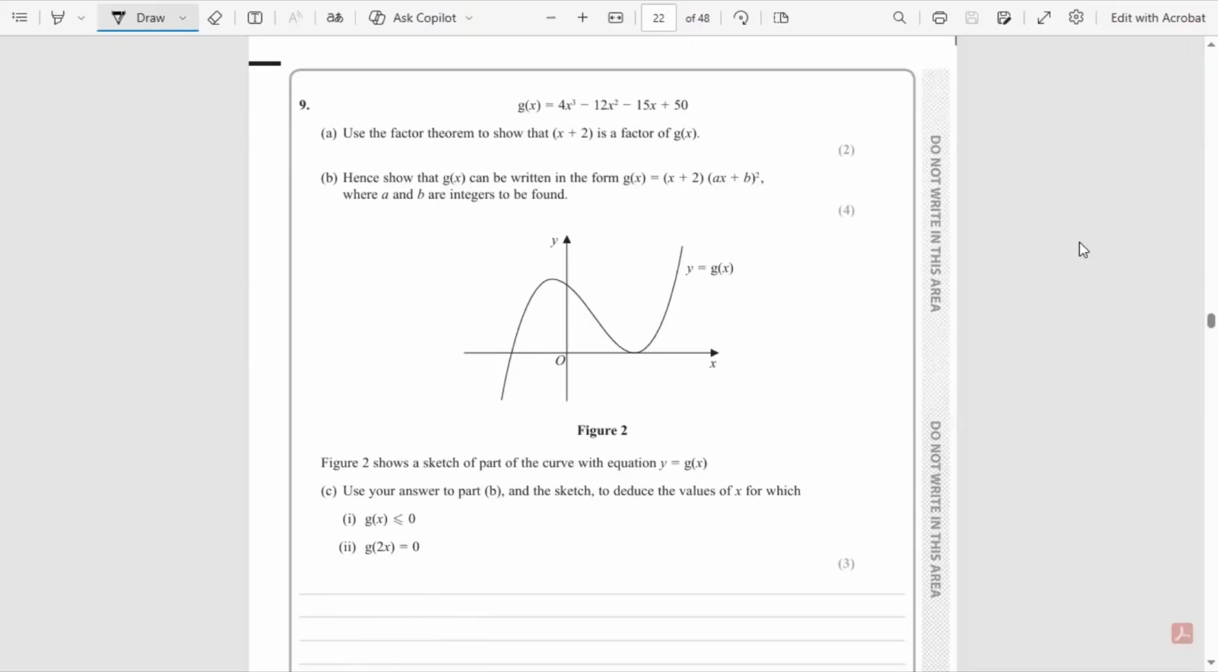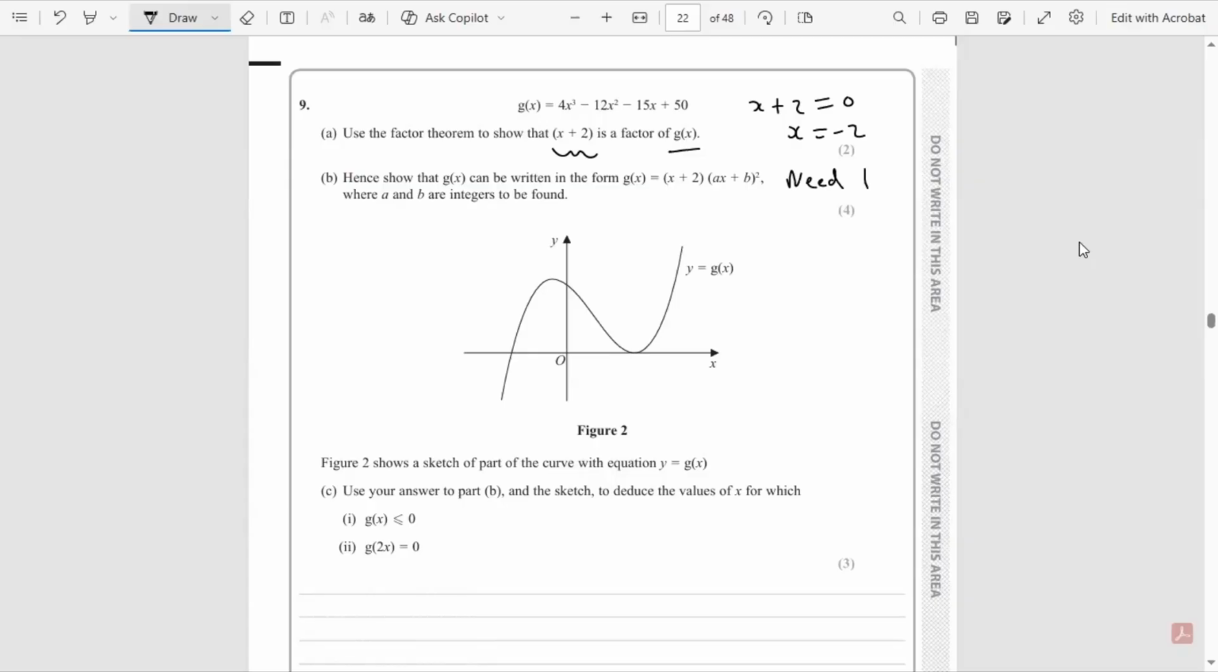Part A says use the factor theorem to show that x plus 2 is a factor of g of x. Now, remember with the factor theorem, if you need to show that a particular factor like this, x plus 2, is a factor of a function, just set the factor equal to 0. So x plus 2 equal to 0, and then take away the 2, x equals minus 2. So basically what we need to show in this question is that g of minus 2 is equal to 0. So that's all we'll do with this question in order to use the factor theorem.